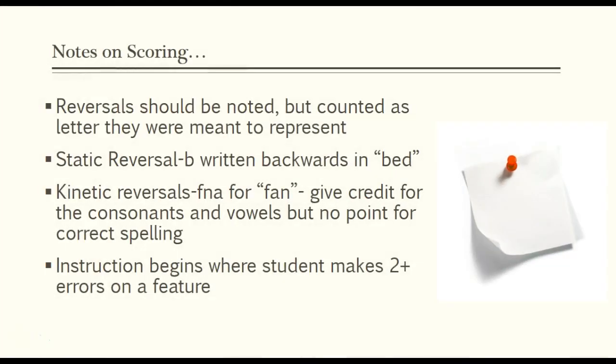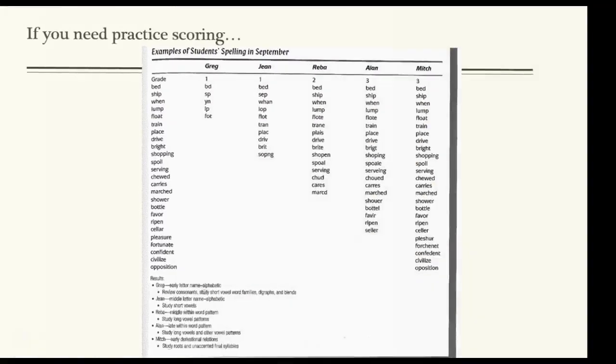Notes on scoring with the Words Their Way. Reversals should be noted but not counted against them. So if letters are facing the wrong direction, that's not counted against them. Static reversal is where the B is written backwards in bed. A kinetic reversal is where the letters are out of order, which they do get credit for having the correct features, but they don't get a point for spelling the word correctly. And again, instruction begins where the student makes 2+ errors on a feature.